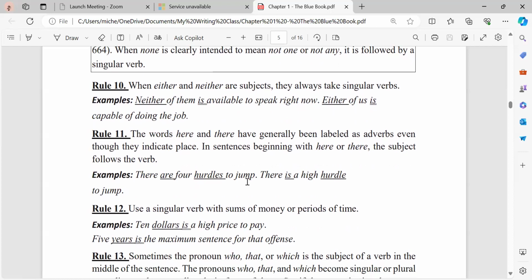So for the next rule, the words here and there have generally been labeled as adverbs, even though they indicate place. In sentences beginning with here or there, the subject follows the verb. There are 4 hurdles to jump. There's a high hurdle to jump. So here and there are just adverbs to indicate the place. The subject will always follow this one right here. So there are, there is. So we need to actually see the subject right here.